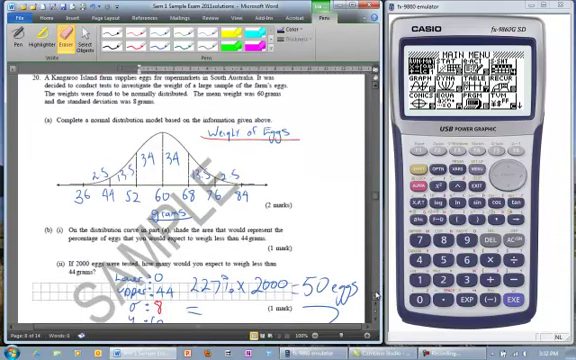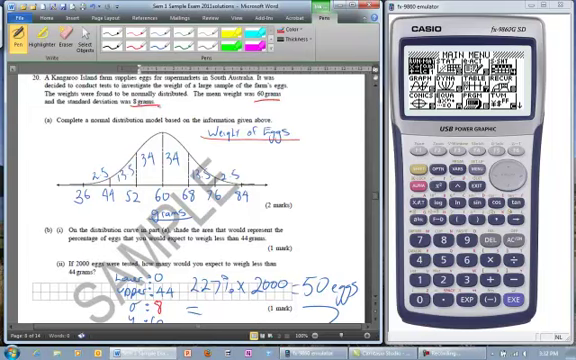Kangaroo Island Farm supplies eggs to supermarkets in South Australia. It wanted to conduct a test to investigate the weight of its large eggs. The weights were found to be normally distributed, so the mean weight was 60 grams, and the standard deviation was 8. So we've got these two bits of information.